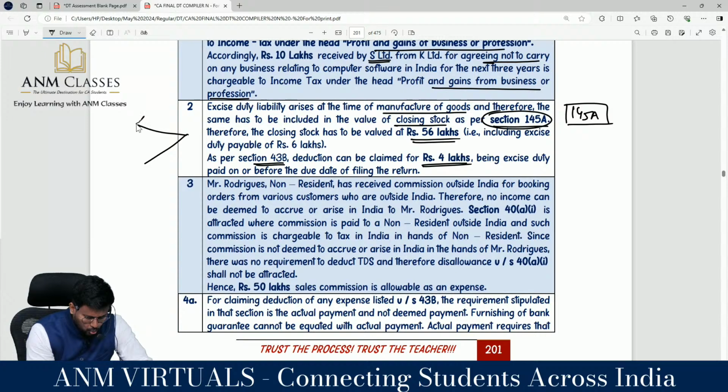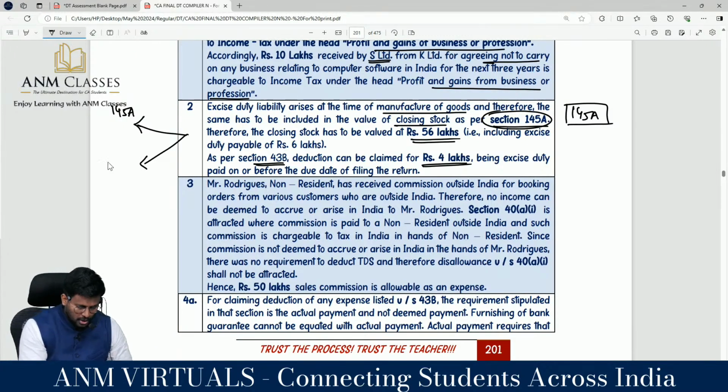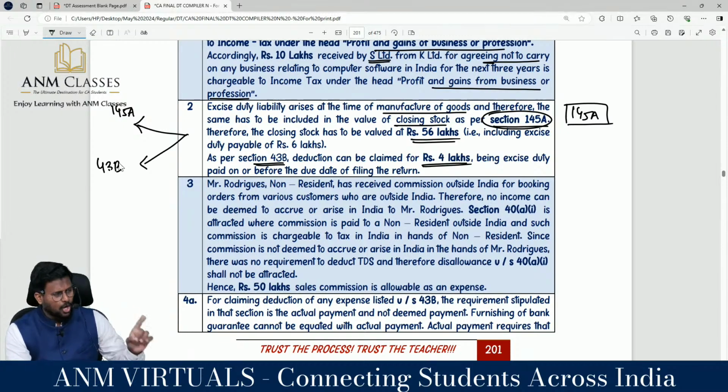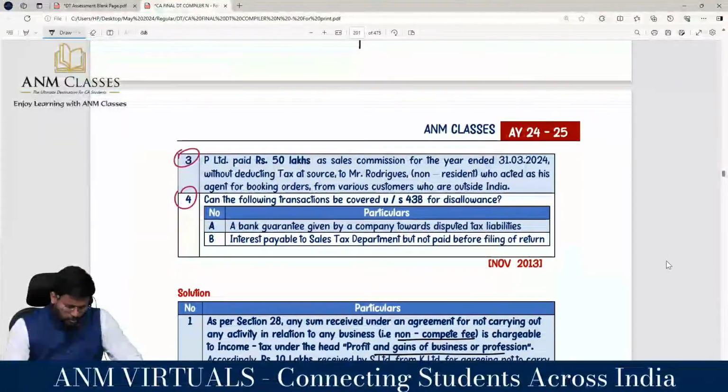So, we understood two sections by this question. One is 145A. 145A is saying method of accounting, valuation: you have to value the closing stock including excise duty. What 43B is saying is that deduction is allowed on actual payment basis. So out of 6 lakh, the tax item, you have paid only 4 lakh, so 4 lakh will be allowed as deduction. I'm moving into the third part of the question.